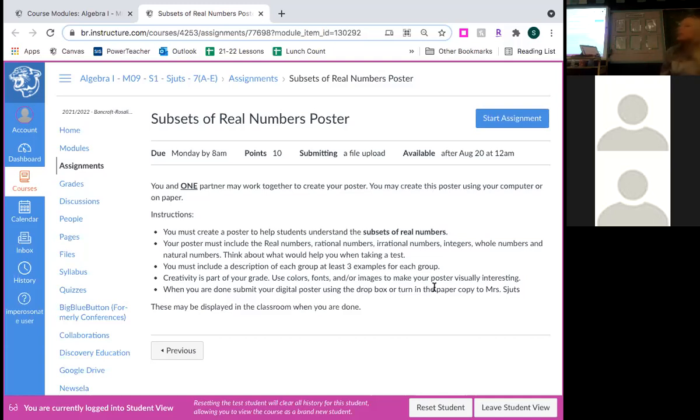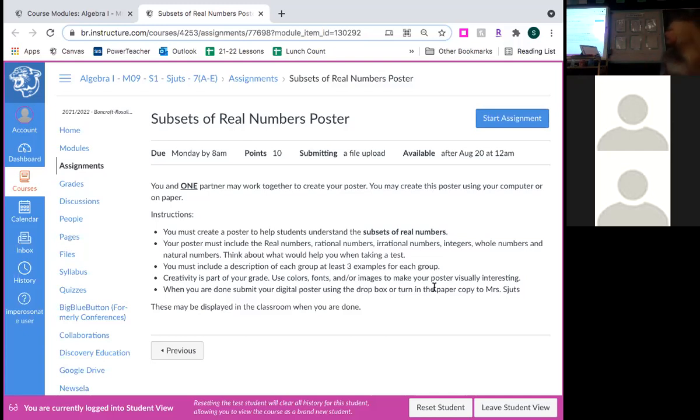Creativity is part of your grade, so please don't just hand me a poster that you wrote in pencil and decided that was cool, okay? At least add some color to it. You can use the highlighters, you can borrow pens if you need to, but you don't have to write it out. You can do it on the computer. You can use Google Slides, you can use Canva. If you're just a Word document person, that's fine too, okay? Creativity: use colors, use fonts or images. I'm not really sure what images you're going to get for this, but if you can, good. Make your poster visually interesting.